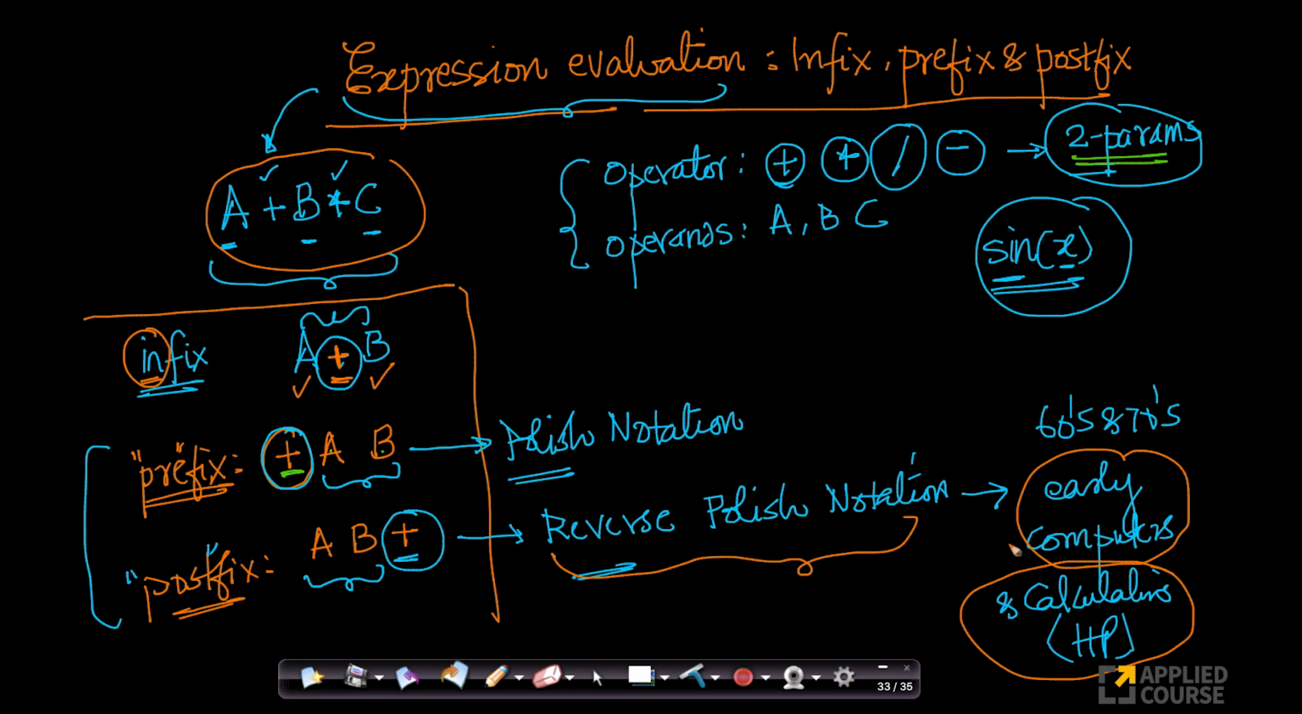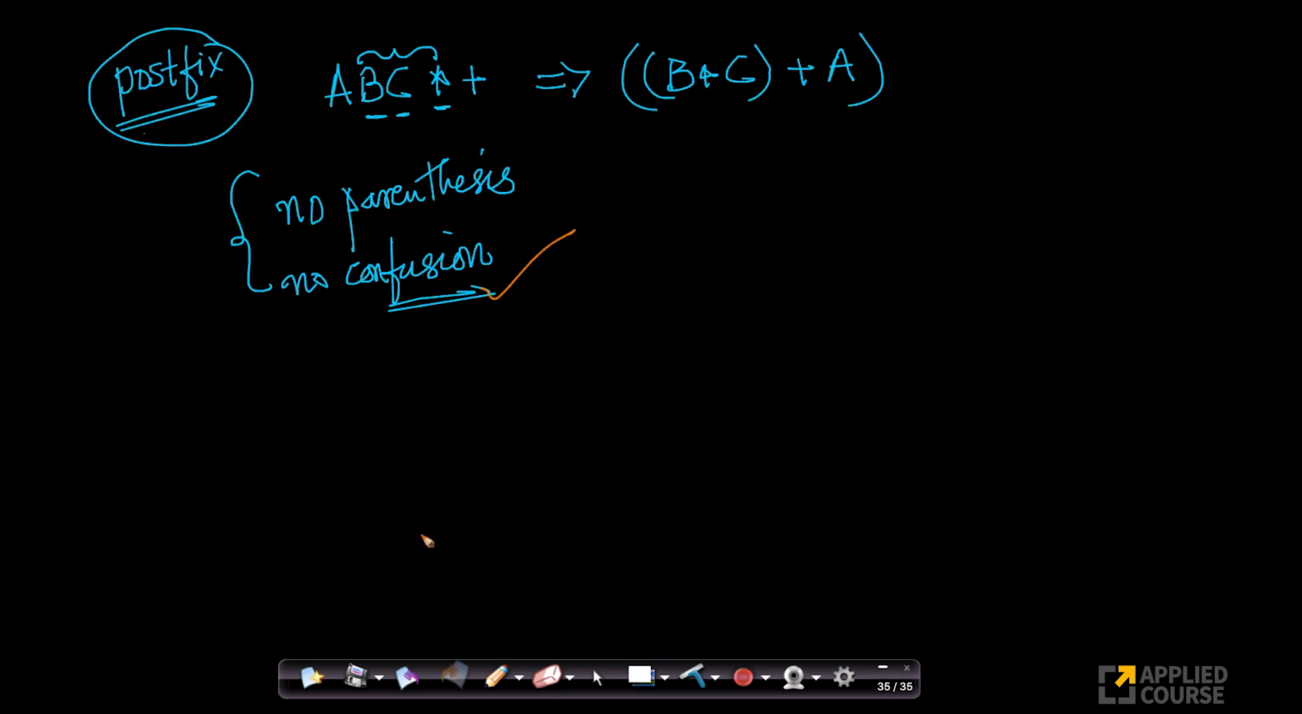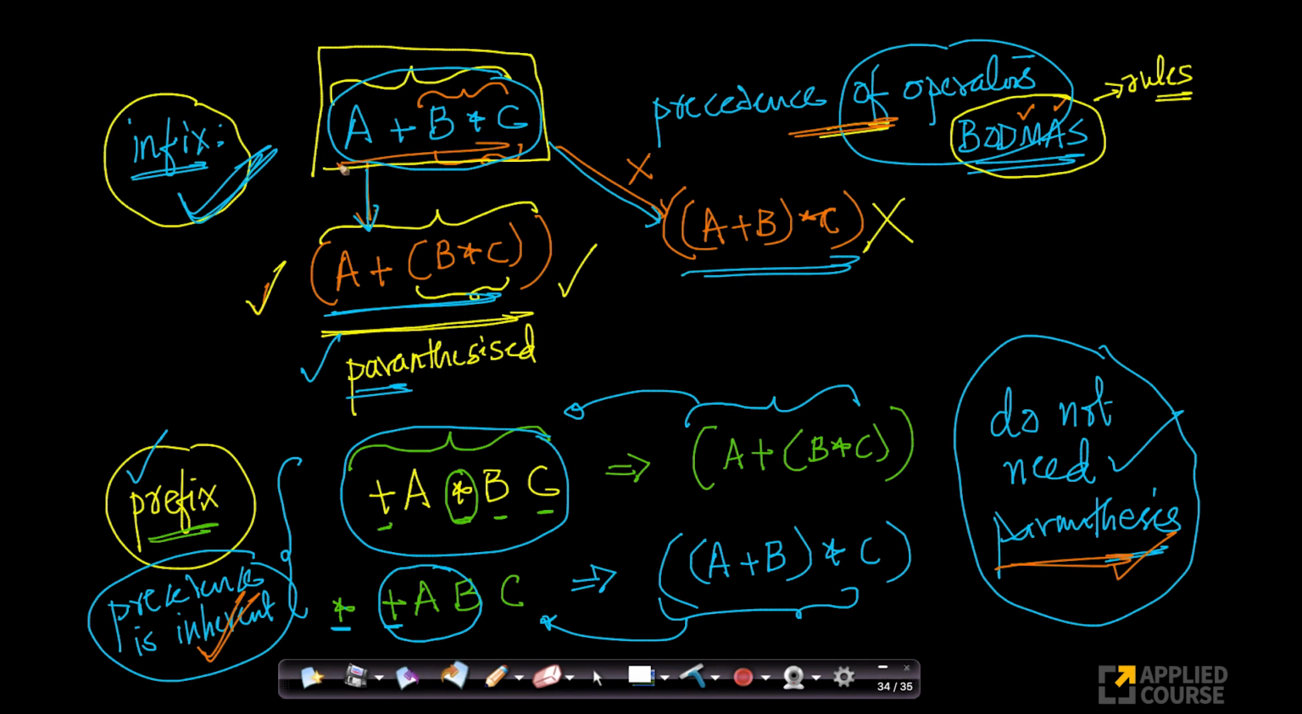They were very popular early on because there is no confusion here. You don't have to worry about the precedence of operators, right? And mathematically, it makes more sense because there is no confusion and precedence is already inherent. Look at the advantages of prefix and postfix. There is no need of parenthesization. Precedence is already inherent, right? And there is no confusion. If somebody gave me an infix expression, first I need to parenthesize it correctly using the rules of precedence like BODMAS, and only then I can accurately evaluate it.